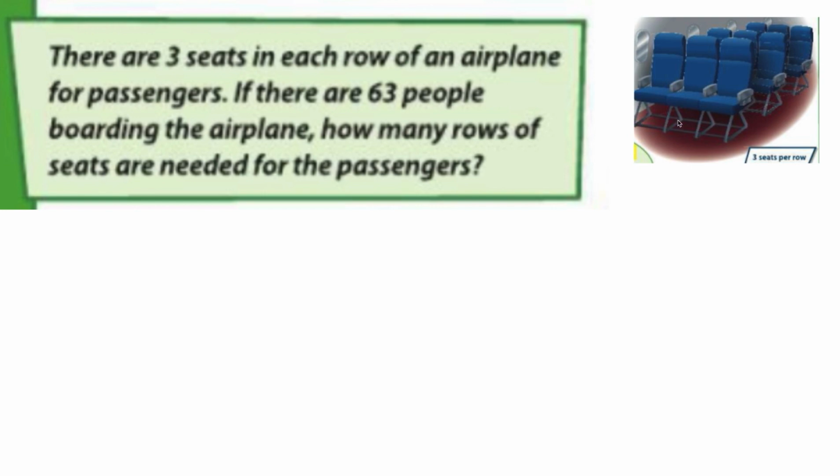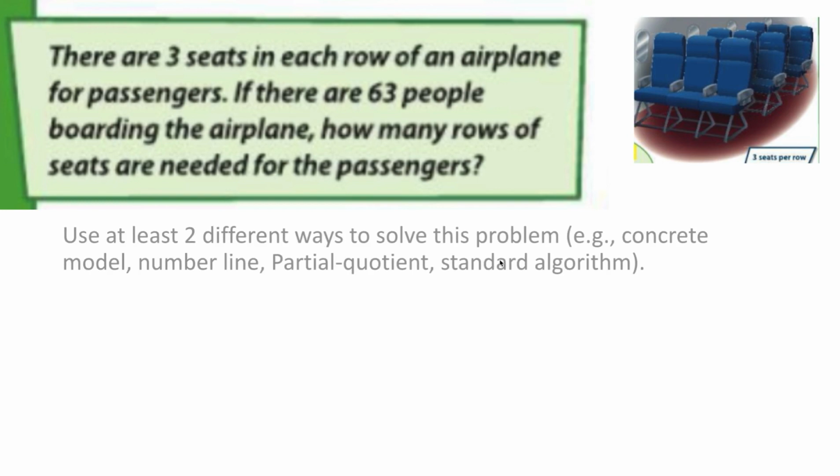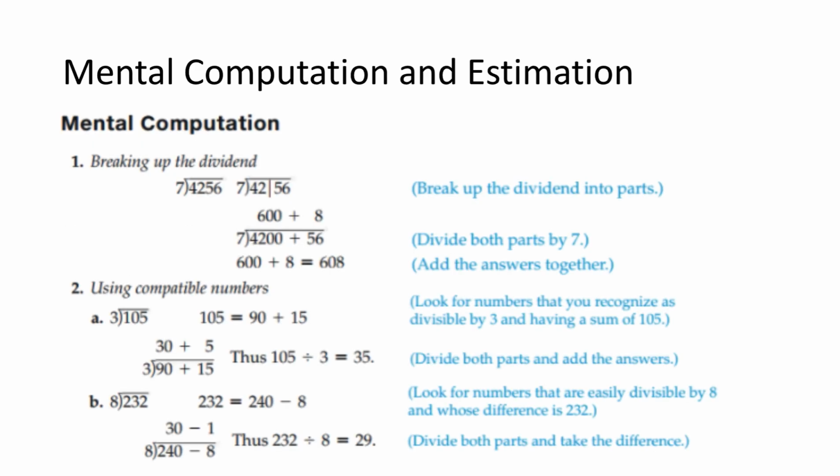So 3 times what makes 63? You can find 21. So you can say that there should be 21 rows. 3 in each, so 3 times 21 is 63. That's another way. You can also do 63 divided by 3. You can use the long division, or you can use the partial quotient. Okay, so let's do that.